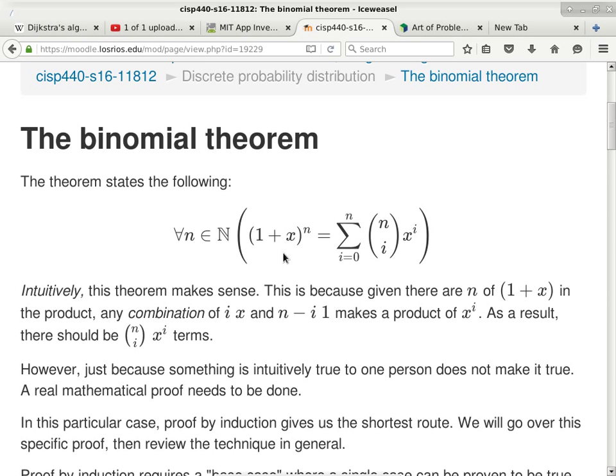Well, it kind of makes sense because according to Pascal's triangle, it makes sense. According to Pascal's identity, we just proved it, so it makes sense. But how can we prove this directly? That 1 plus x, the whole thing to the power of n, is the summation of n choose i times x to the power of i.